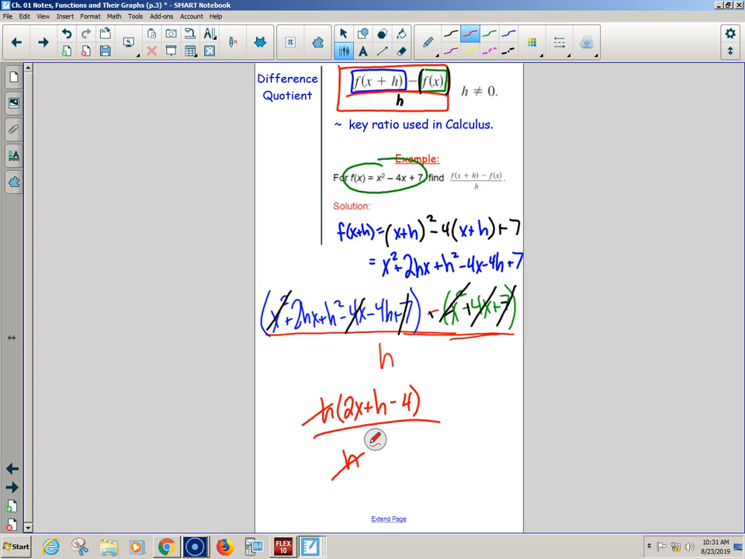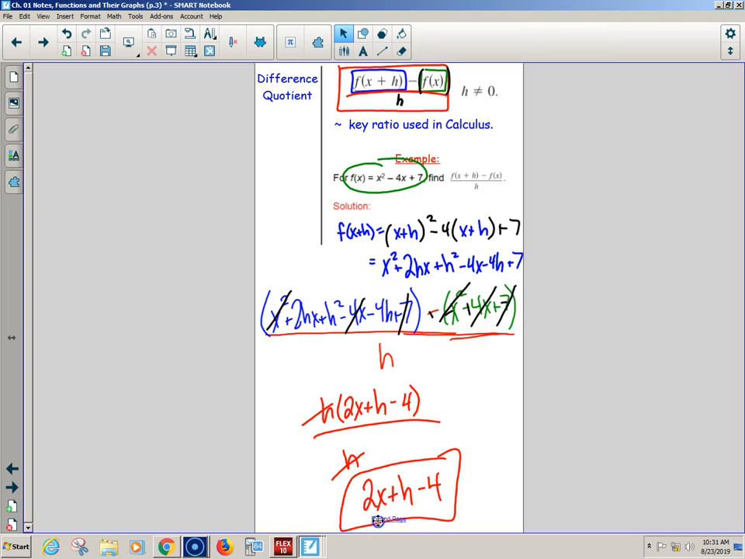Lo siento. I didn't. I sometimes do, but yeah, you're right, I didn't. Yeah, I brought my negative in. That's a negative sign. I apologize. It was just a green, and then I brought my negative in. So my final, simplified as much as I can possibly do it: 2x plus h minus 4. Dun, dun, dun, dun, dun, dun, dun.